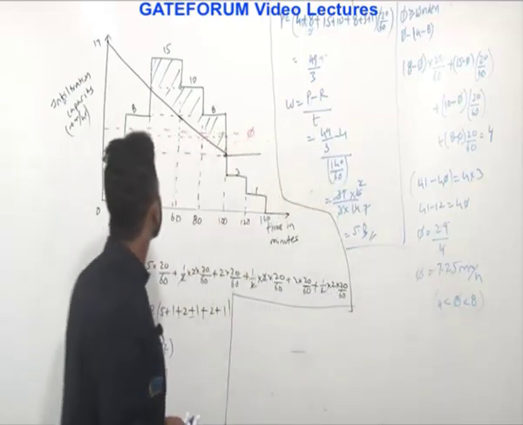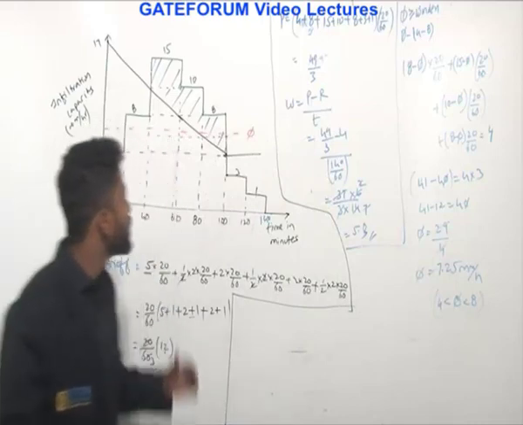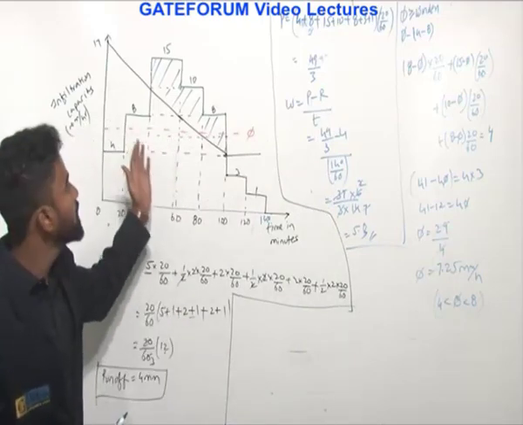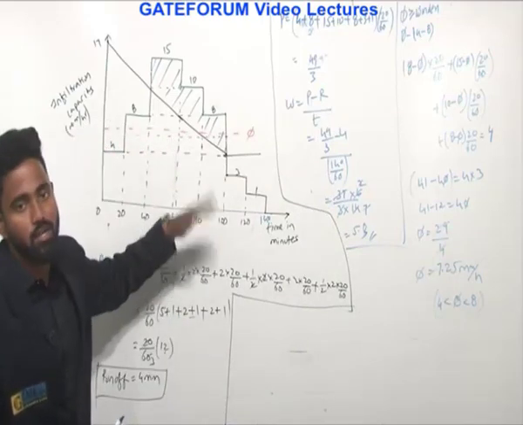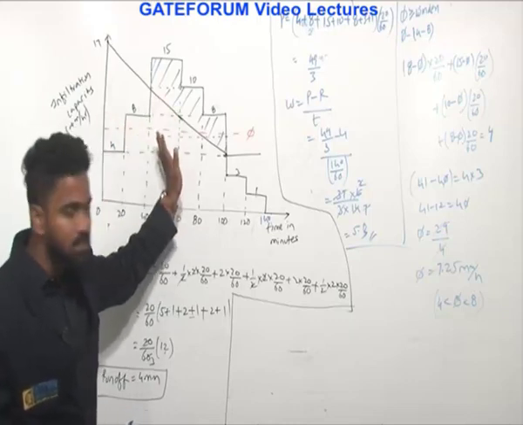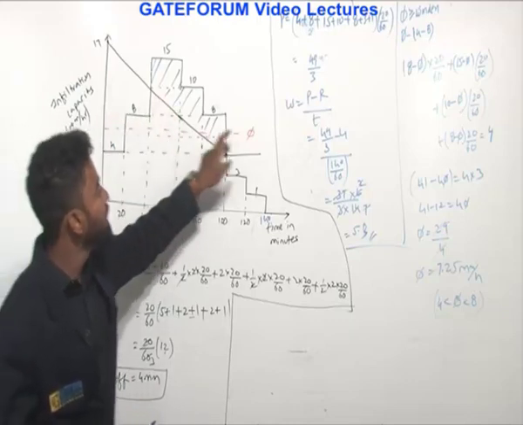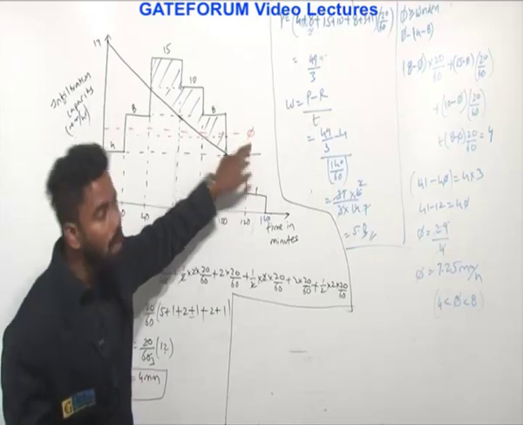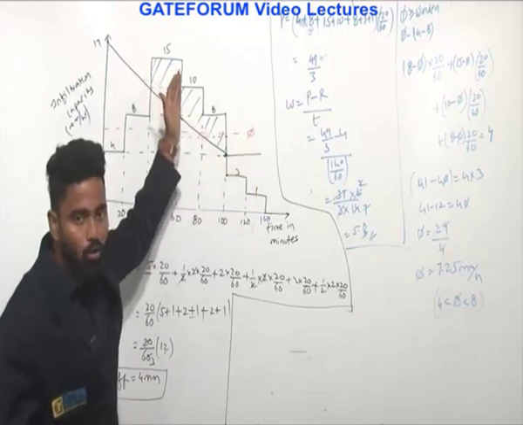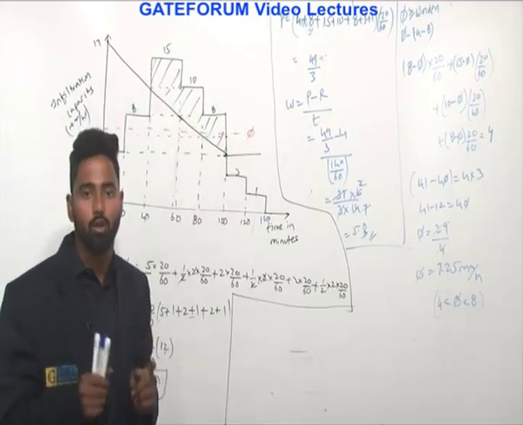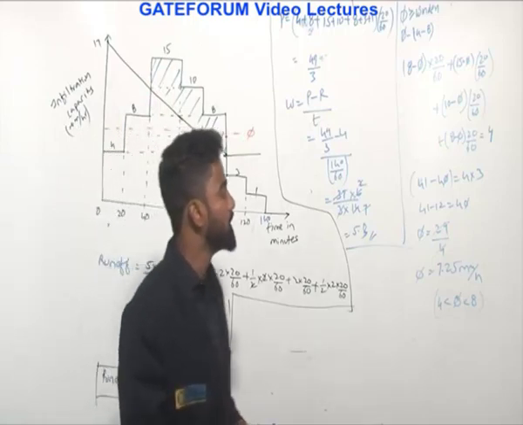So read the question carefully and understand it. Runoff is whatever the precipitation is after infiltration, and phi index is the average infiltration rate above which rainfall volume is equal to runoff volume. That's how you will calculate these things.